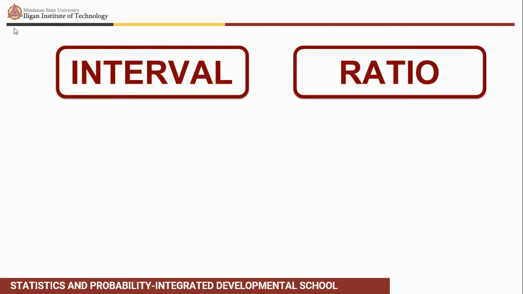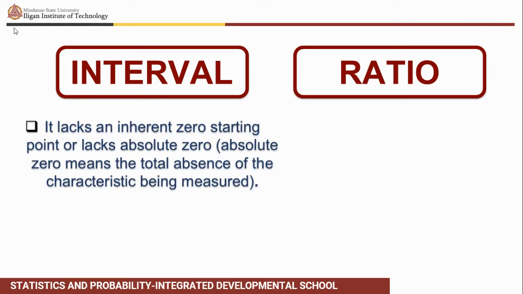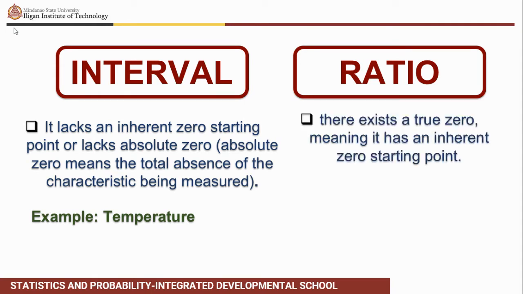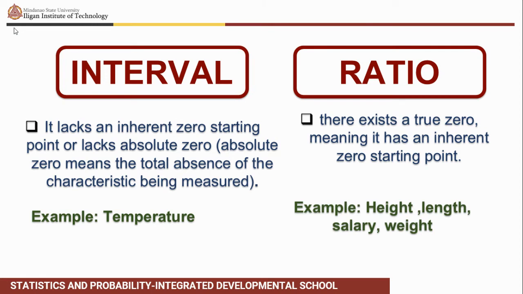Now for the interval level and ratio level. For the interval, it lacks an inherent zero starting point or lacks absolute zero. Absolute zero means the total absence of the characteristic being measured. Example is temperature. It is because if you have 0 degrees Celsius, it doesn't mean that there is no temperature. There is a temperature and that is a freezing point. So in interval level, the zero here means something. For the ratio level, there exists a true zero, meaning it has an inherent zero starting point. Example, height, length, salary, weight.